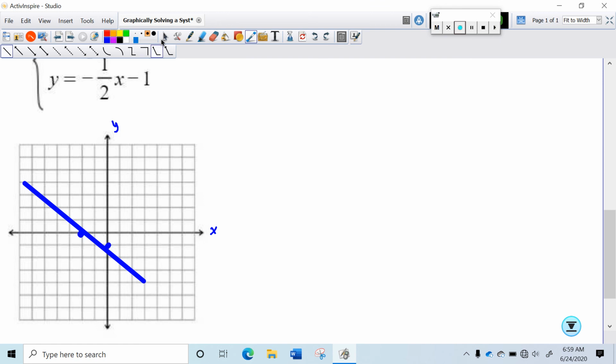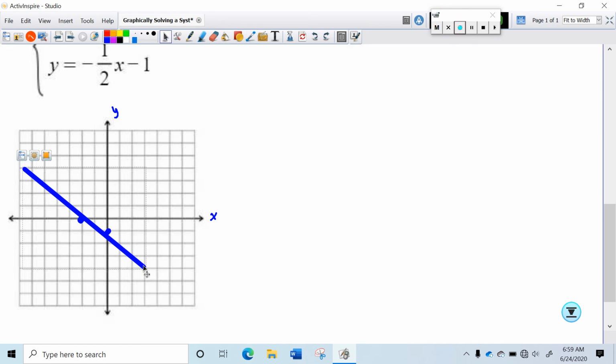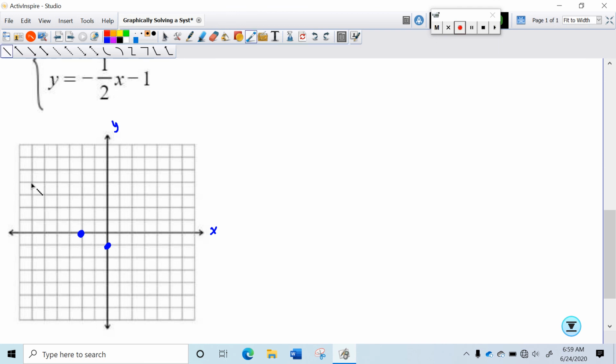Let me try to get this to be a little bit straighter. It's not going to let me. Let me redo that because I need it to be straight. It has to go perfectly through both points, or you won't get a good solution. So that's what you have to be careful about solving these graphically, is that you draw your line very, very straight. Okay, that's better.